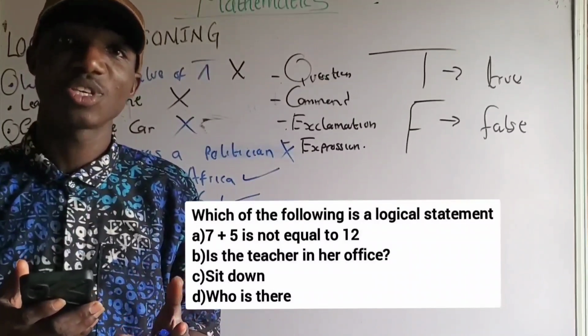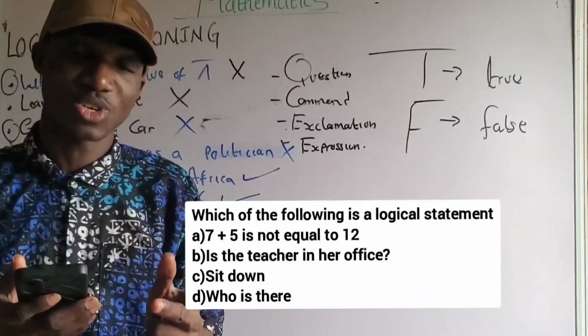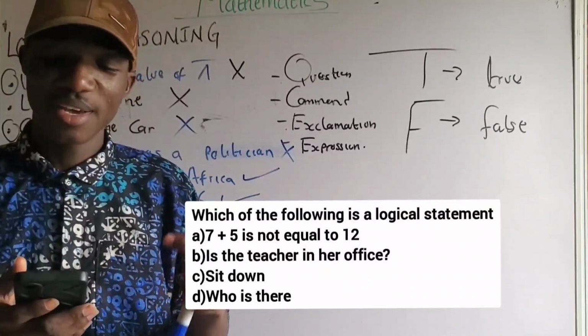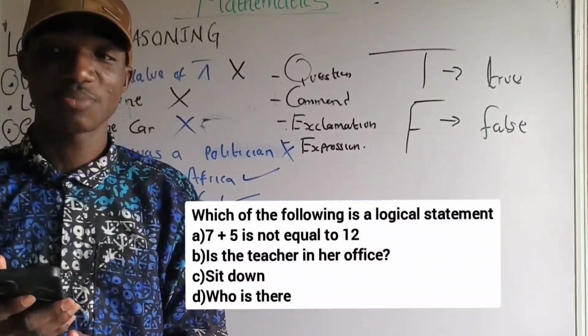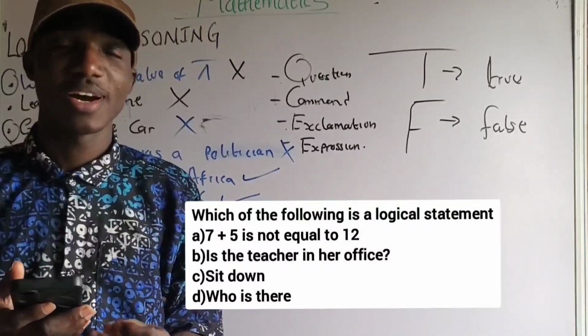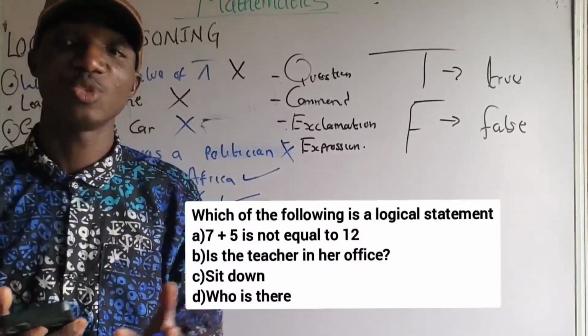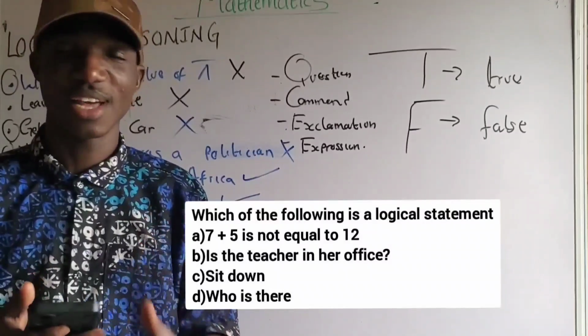The reason is because even though it is false, you understand, it is a statement because it is either true or false. Okay. B, is the teacher in her office? That cannot be regarded as a statement. The reason is because it came in form of a question. Are you getting it? And it cannot be used in logical context. Okay. Now we have another one. Sit down. That's a command.